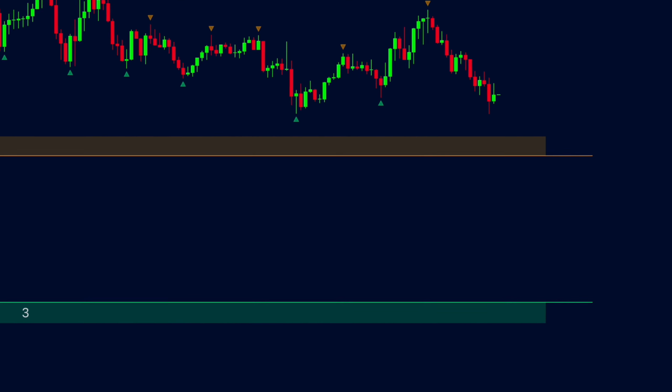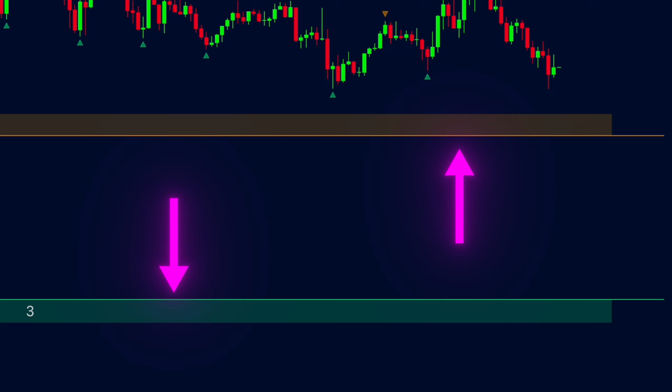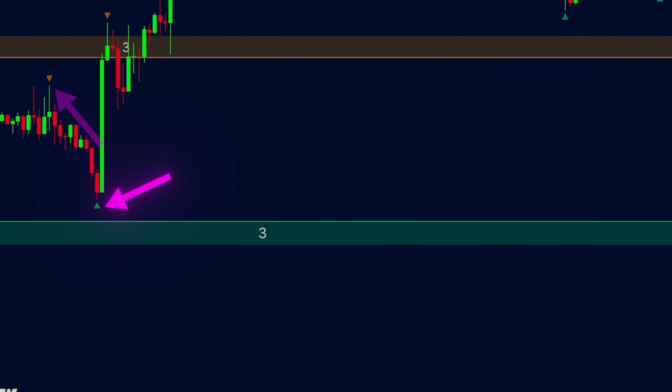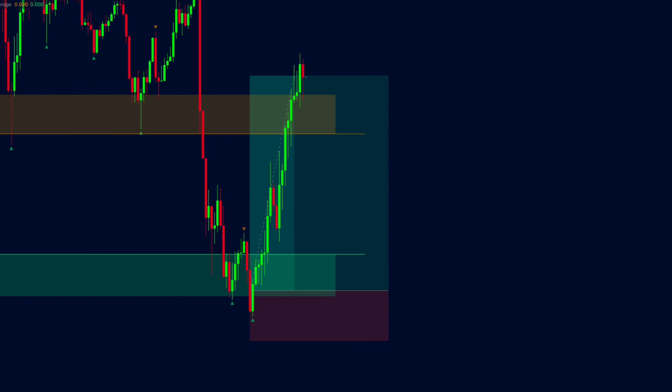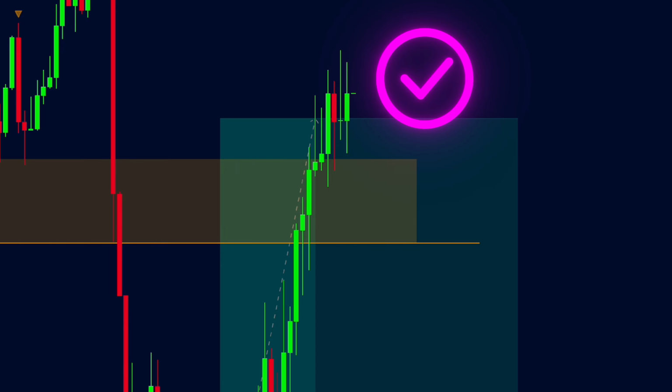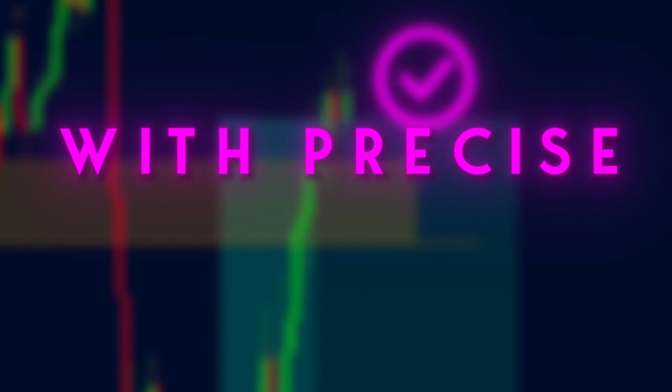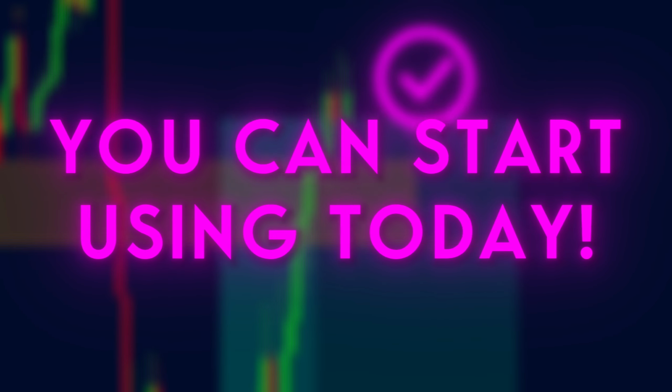This powerful tool doesn't just guess where support and resistance might be, it also demands proof from the market before drawing a single level: multiple fractal confirmations within a volatility-adjusted zone. And in this video, I'm going to reveal this powerful indicator to you, show you exactly how its fractal clustering logic works, and give you a complete strategy with precise long and short setups you can start using today.